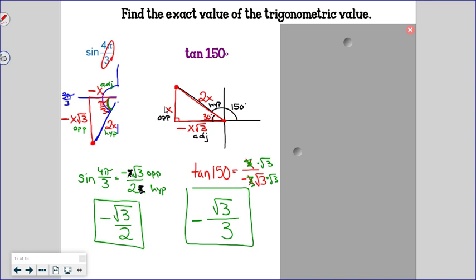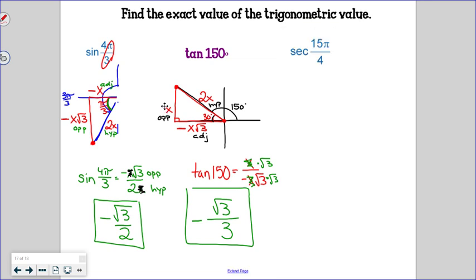Okay, we haven't done one with our 45, 45, 90. So let's look at one more example that uses that 45, 45 model. Secant of 15 pi over 4. 15 pi over 4, that's a big angle. Okay, so think in terms of the denominator, 4 pi over 4 and 8 pi over 4, and I have to get to 15 over 4. Full circle is going to be 8.